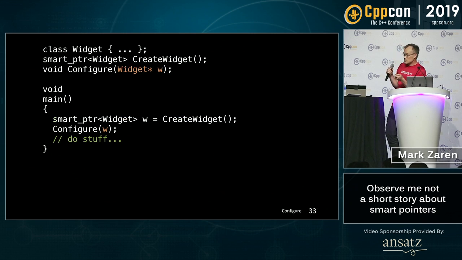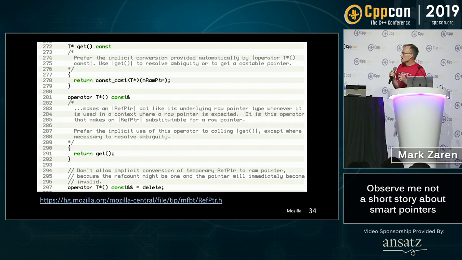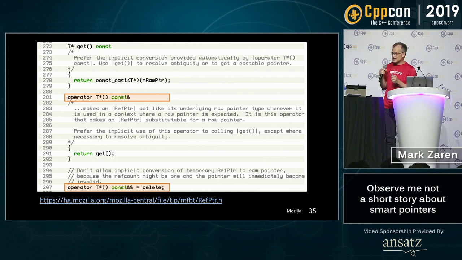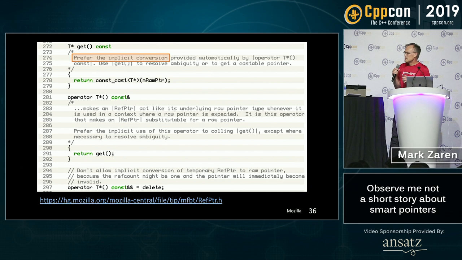And we get the syntax we want, with a bare pointer in the function signature and no extra syntax at the call site. And we're not alone in this idea either. This is Mozilla's RefPtr, and they have exactly the same setup. And I want you to look at the comment about the get. So they say, prefer the implicit cast. Prefer the implicit conversion. Like, when do we ever say that?